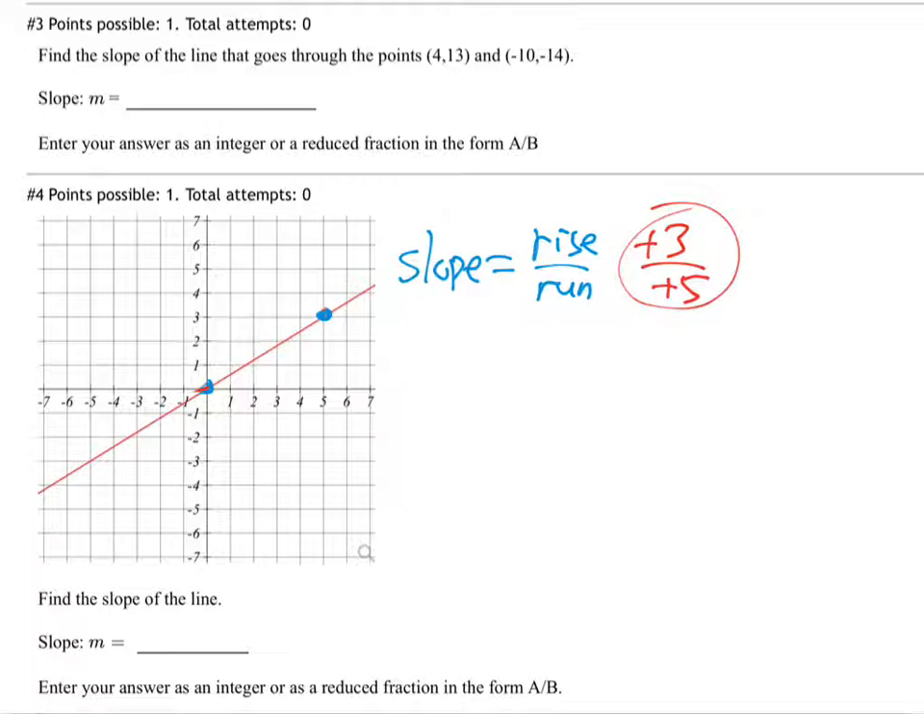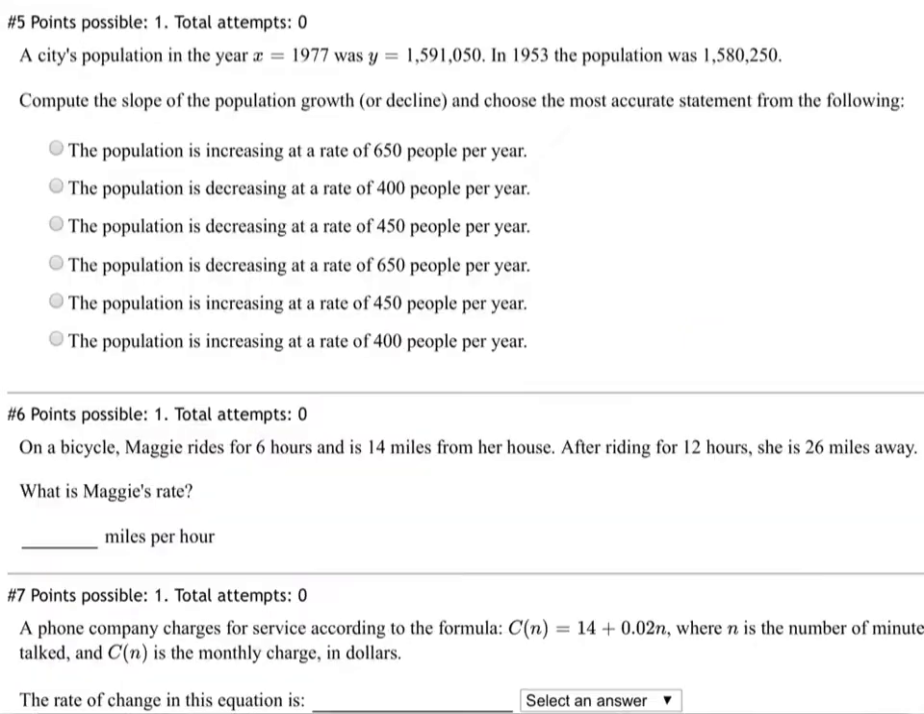All right, so we got our slope. All right, so now, is that all they wanted? Oh, yeah, okay, I thought there was more. Okay, good, we're done with that one. So they just want the slope. I thought there was more. All right, so on to number 5.